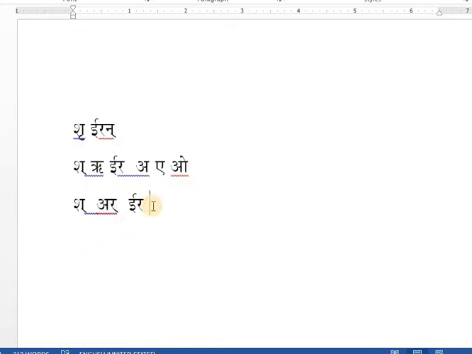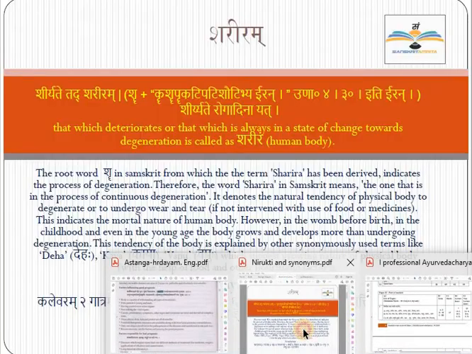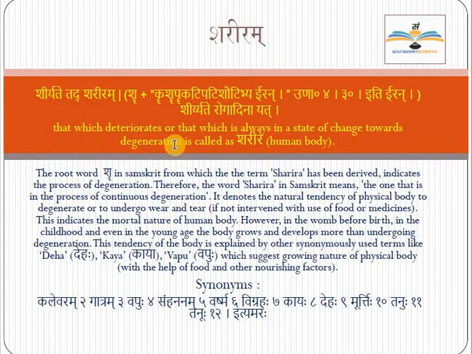When you join all of them, Sha plus A will be Sha, Ra and I will be Ri, and then next is Ra. And what was the meaning of Sru? I said it is to deteriorate. So that which deteriorates, or is always in a state of change towards degeneration, is called Sarira, the human body. So like this, the word Sarira is created from the root Sru, and this sutra gives you the Iran suffix. Siryate Rogadinayat. That is called Sarira.